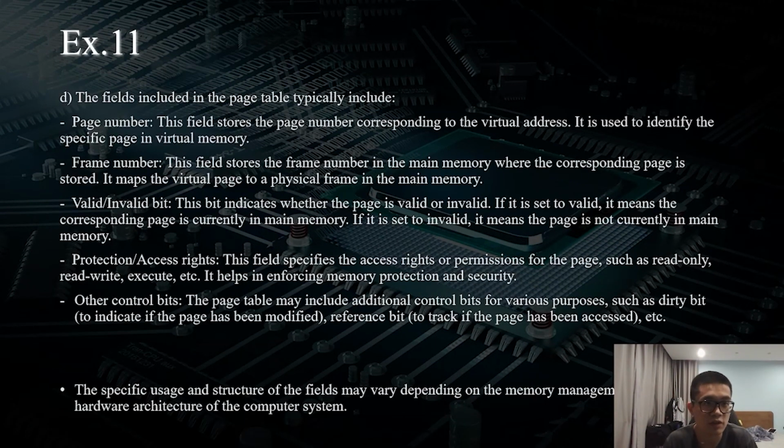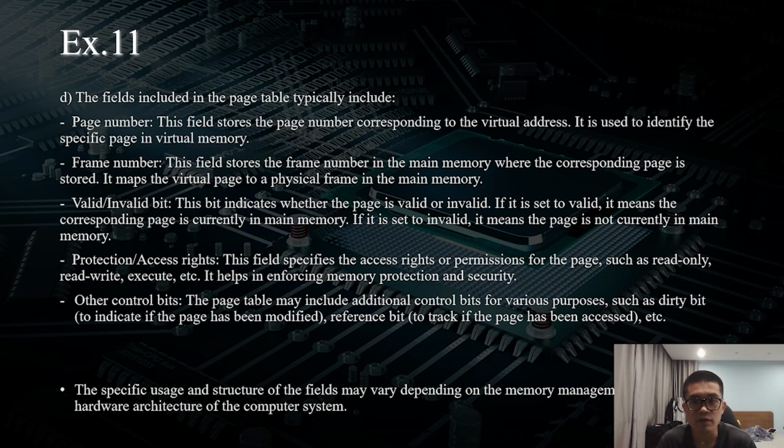With the D question, the fields included in the page table typically include page number. This field stores the page number corresponding to the virtual address. Second is the frame number. This field stores the frame number in the memory where the corresponding page is stored. Third is the valid and invalid bit. This bit indicates whether the page is valid or invalid.